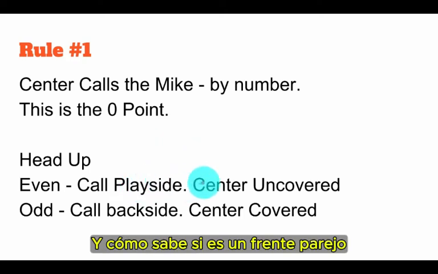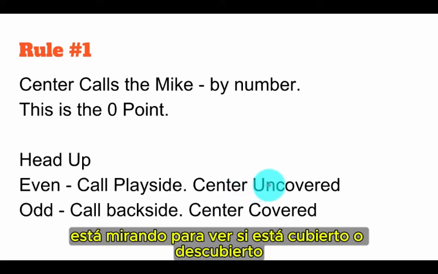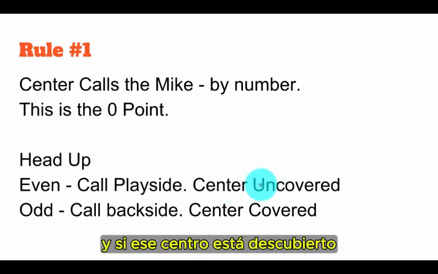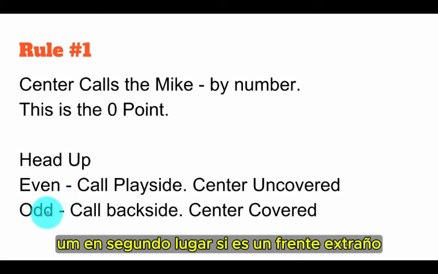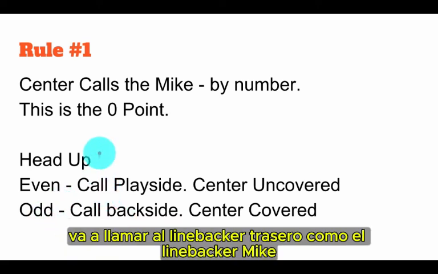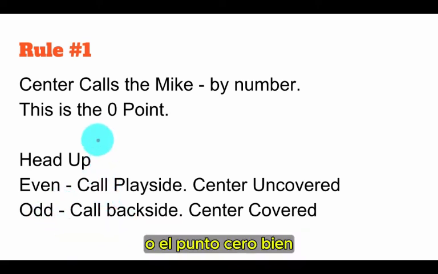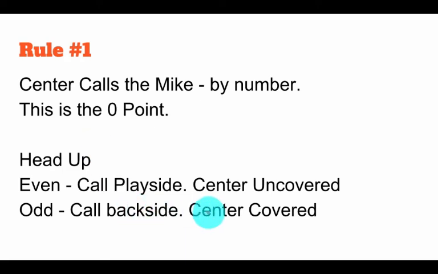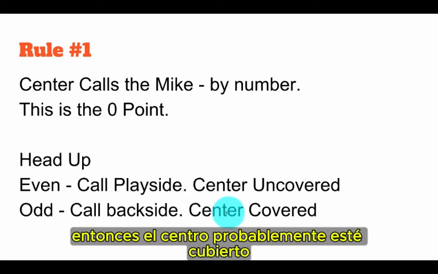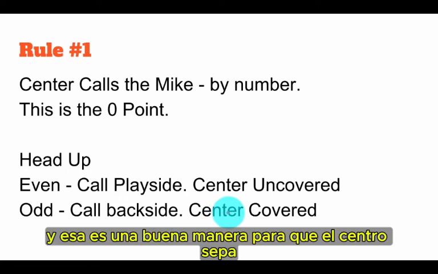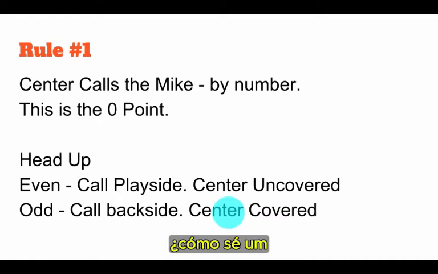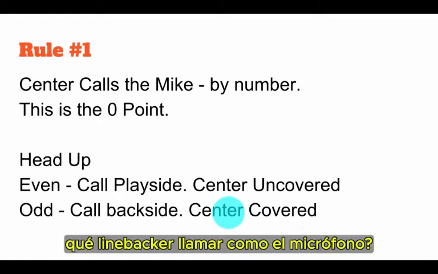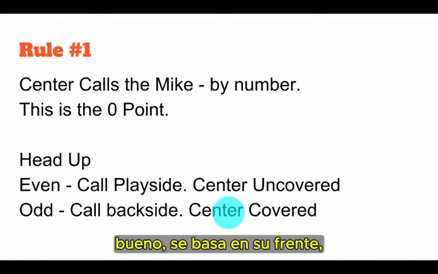And how does he know if it's an even front? Basically, he's looking to see, is he covered or uncovered? And if that center is uncovered, it's probably an even front. Secondly, if it's an odd front, he's going to call the backside linebacker as the Mike linebacker or the 0 point. If the backside linebacker is the 0 point, then the center is probably covered. That's a good way for the center to know, should I call front side or backside linebacker? How do I know which linebacker to call as the Mike? Well, it's based on their front.